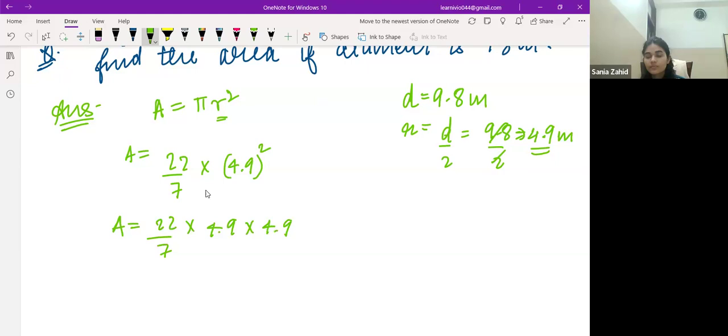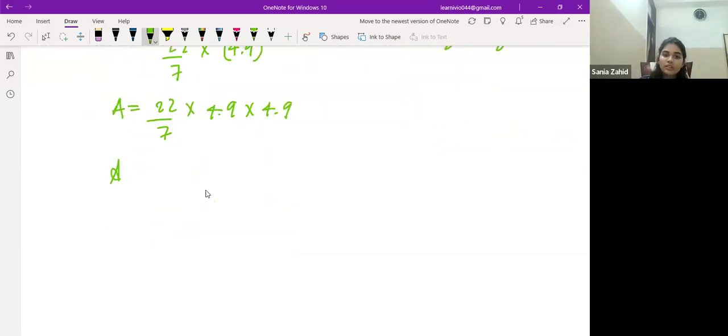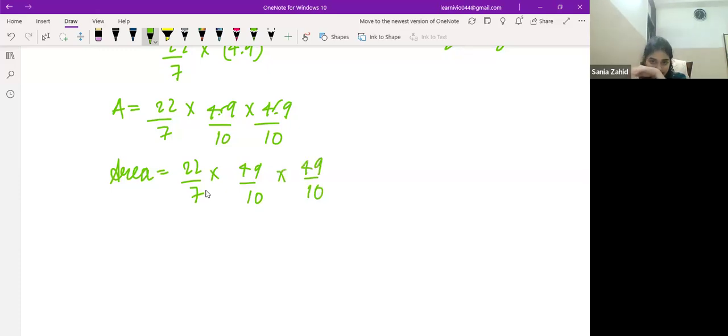This is how you solve. So now the area comes out to be 22 upon 7 into 4.9 into 4.9. Now how do you solve this? First you remove the decimal. When I remove the decimal, I put a 0. So this becomes 49 upon 10 into 49 upon 10. Is this step clear? Yes, ma'am.